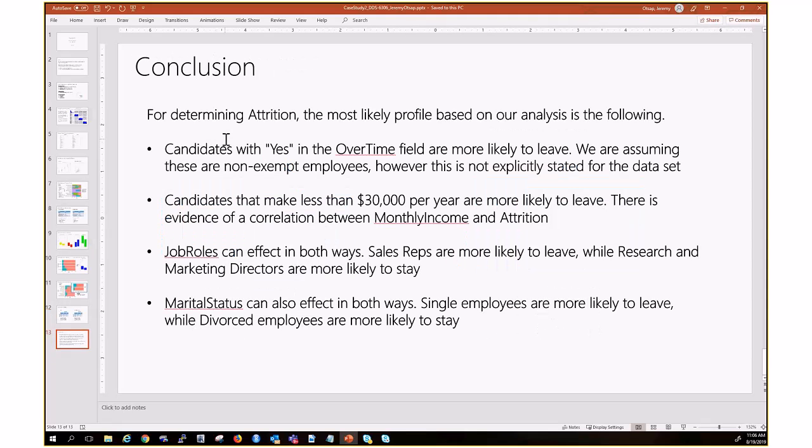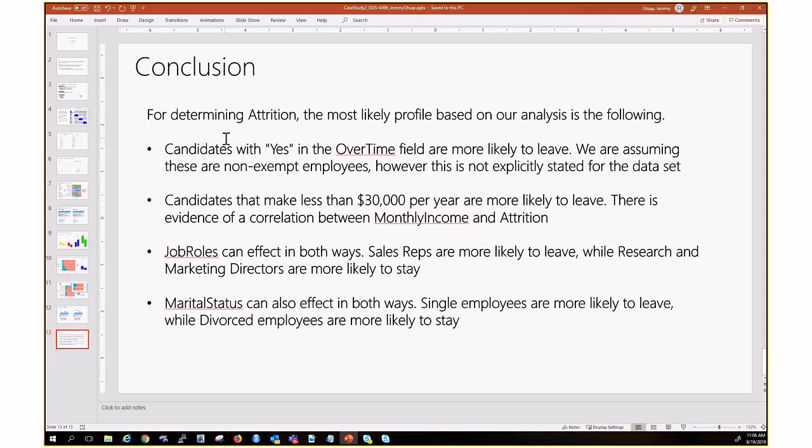So in conclusion, for determining attrition, these were some of the attributes that we see. Candidates that have a yes in the overtime field, who we're assuming are non-exempt, are more likely to leave. Candidates that make less than $30,000 per year are more likely to leave. There is evidence of a correlation between monthly income and attrition. Job roles can affect both ways. Sales reps are more likely to leave, a high turnover job, while research and marketing directors are more likely to stay.